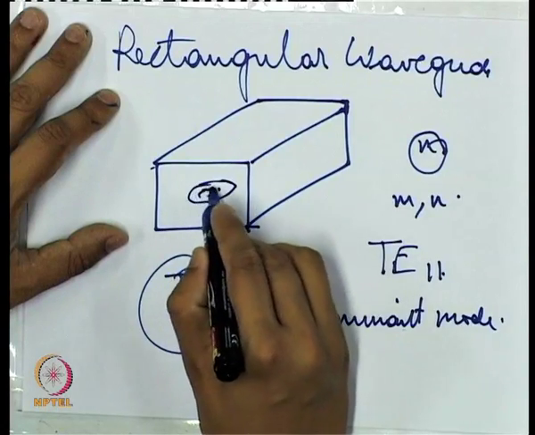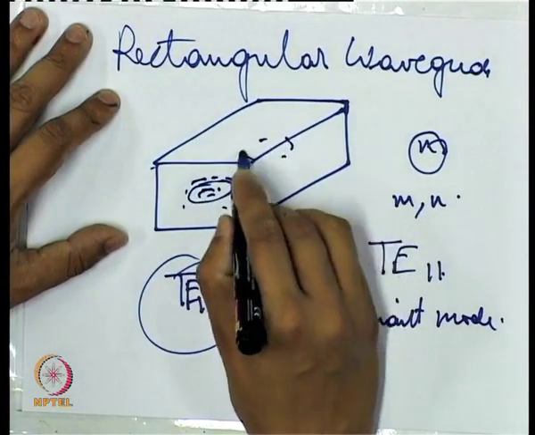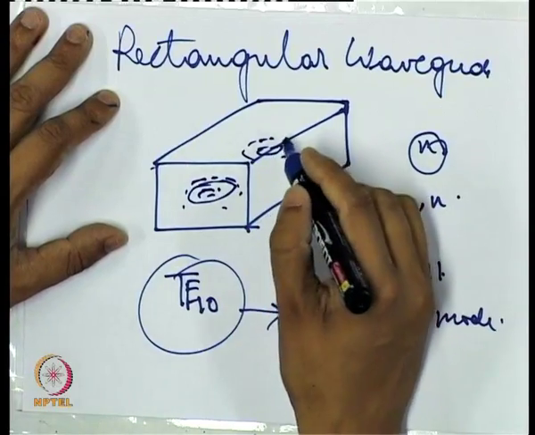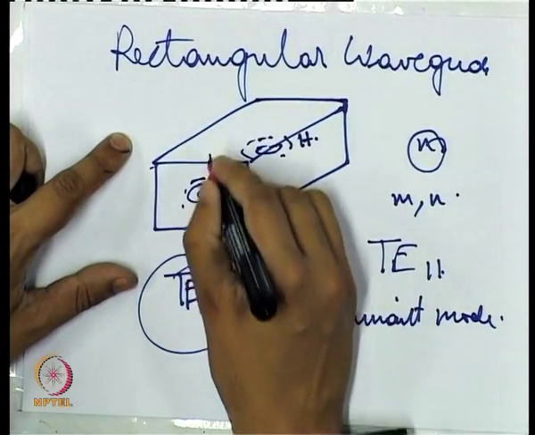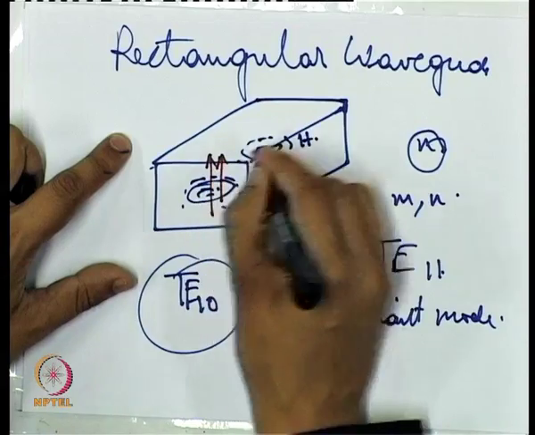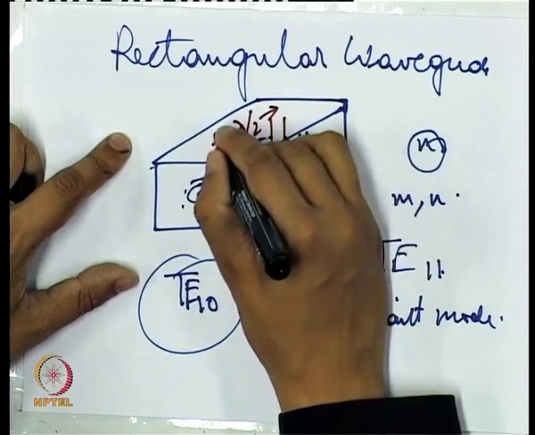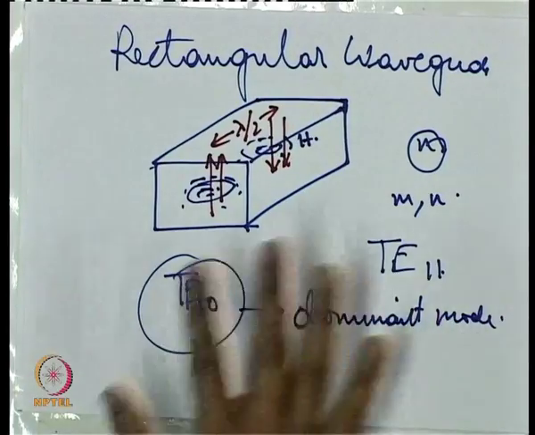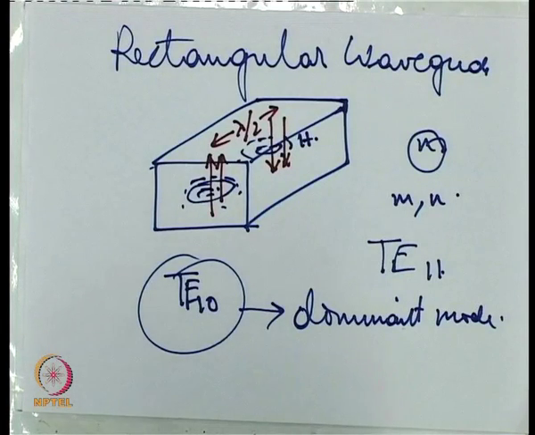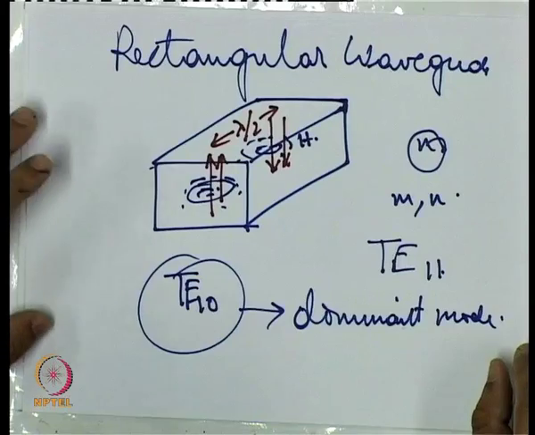So, for TE10 the field lines, if I can draw them, the magnetic fields are concentric like this, and the electric fields are like this. So, lambda by 2 separation will cause the electric fields and the magnetic fields to rotate in. So, the magnetic fields will rotate in opposite directions, and the electric fields, which are perpendicular to the direction of propagation, will also be oriented in an opposite direction.